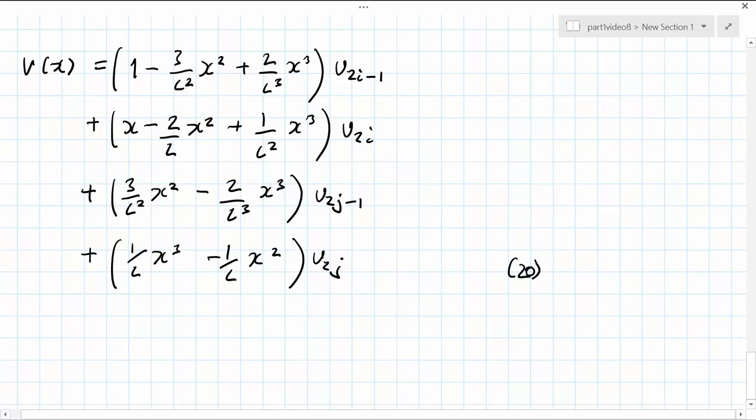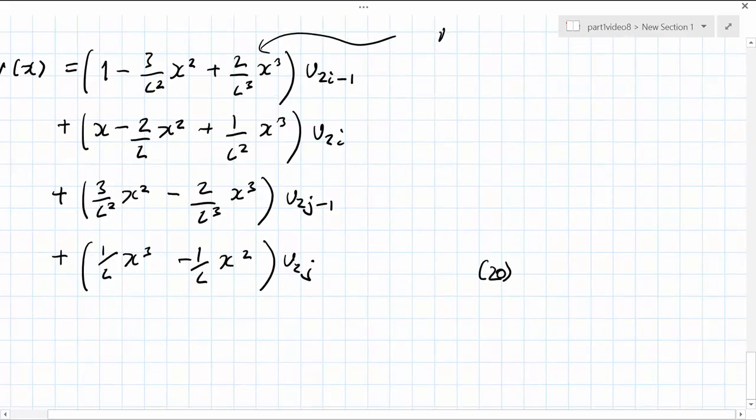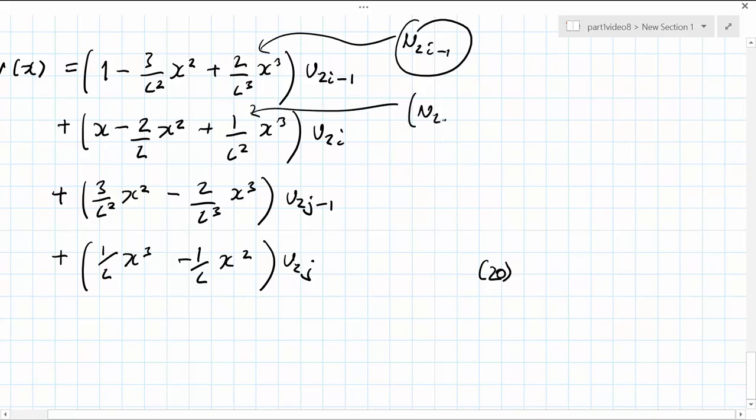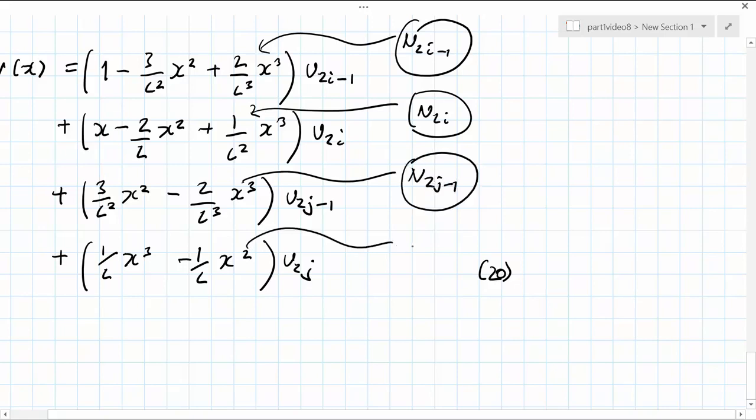In these equations, we can call these terms in brackets the shape functions. So this would be called shape function n2i minus 1. This would be shape function n2i. This would be shape function n2j minus 1. And this would be shape function n2j.